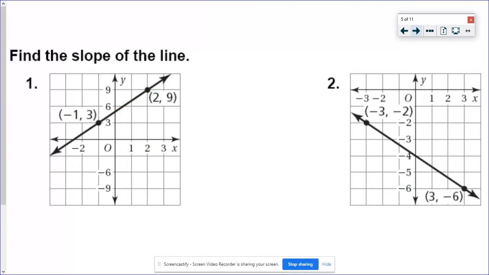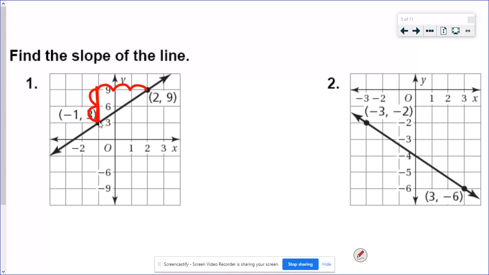So again, if you have a graph, don't bother labeling all of your points. You're going to count your slope. The problem with this one, what I don't like, is that they're counting by 3s on the y-axis, and they're counting by 1s on the x-axis. So if you do this and you count 1, 2, 1, 2, 3, you think that your slope is 2/3, but it's not. This is really going from 3 up to 9.